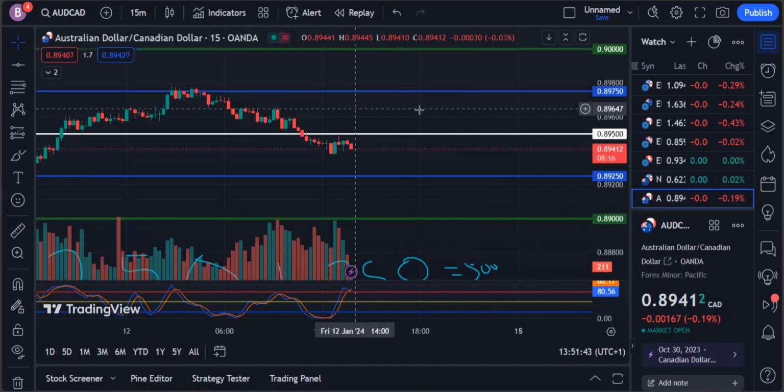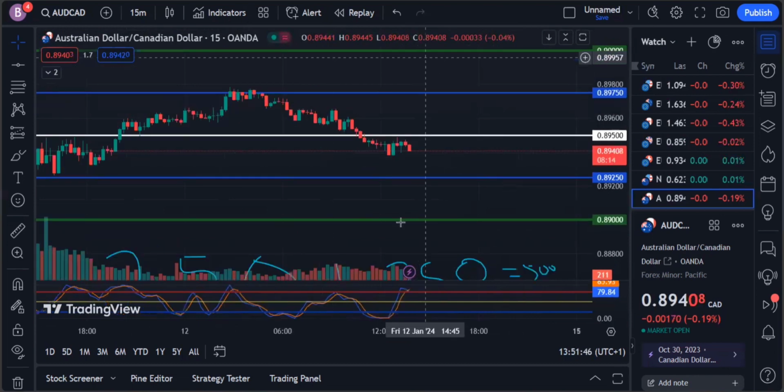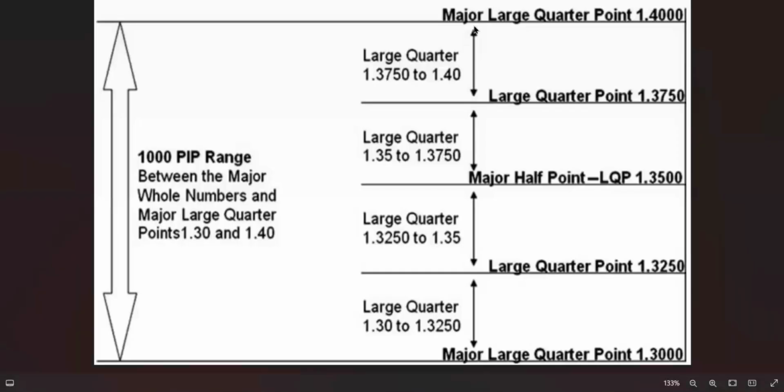Now, this is what the quarters of 1,000 pips are, and that is the display I have here, right? This is the large quarter point. So looking for the area around a major large quarter point, 1.3000, all right? 1,000 pips additional for this price is giving us 1.4000. So 1,000 is the range in all of this area. So dividing it, we get 250, 500, 750, and 1,000.